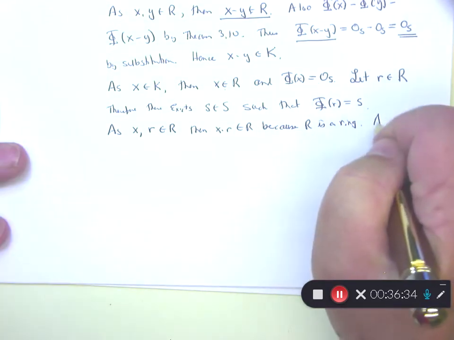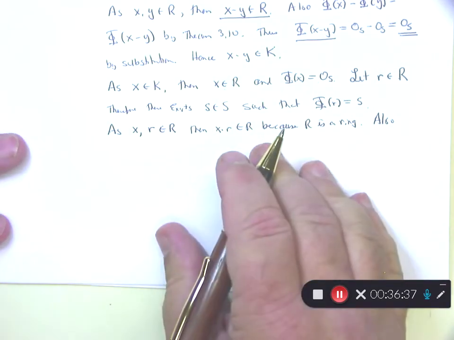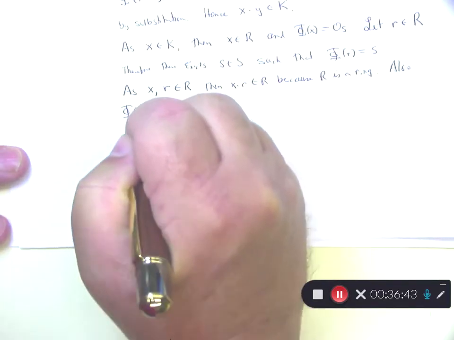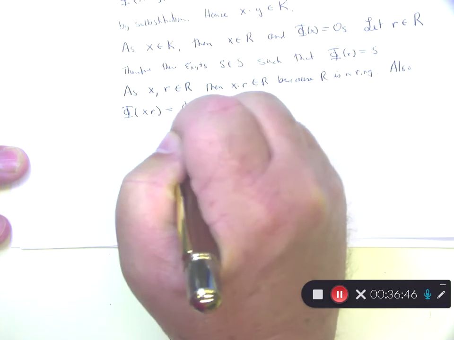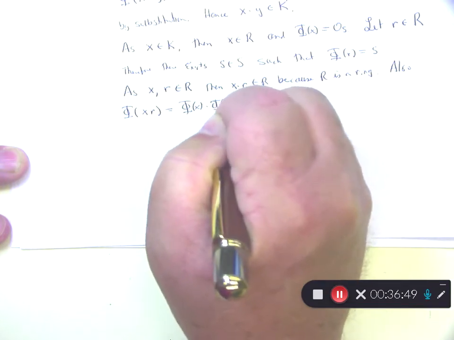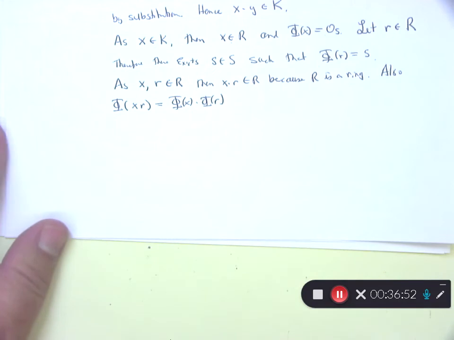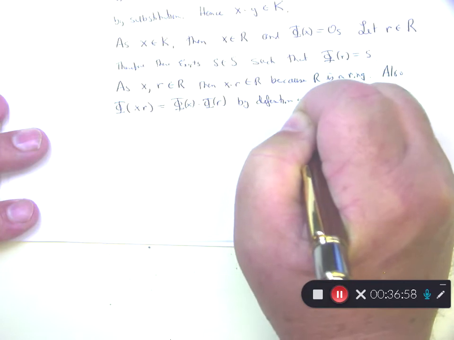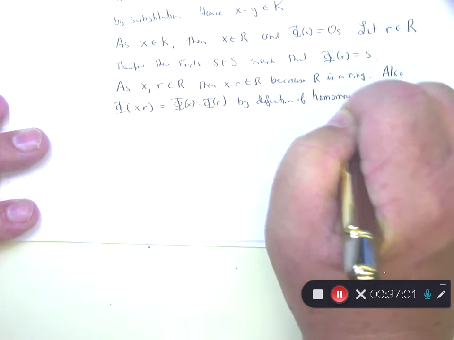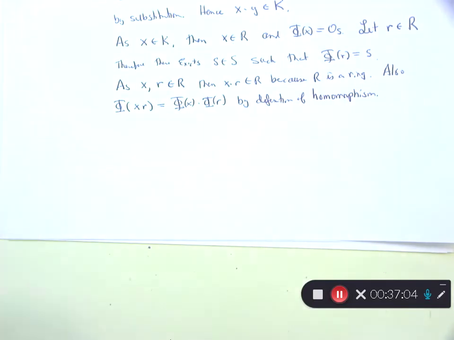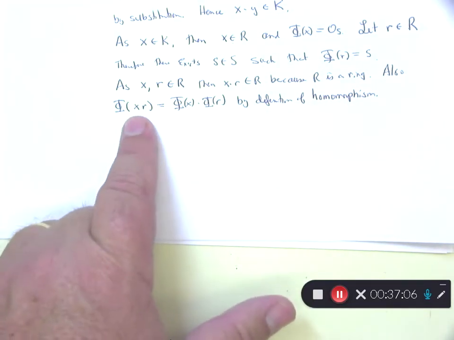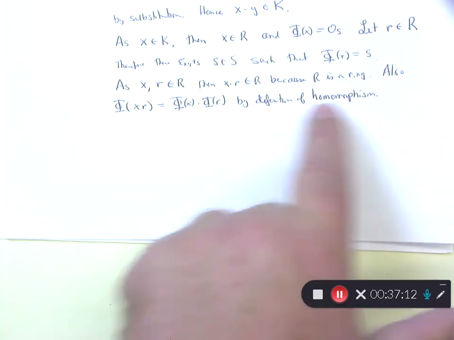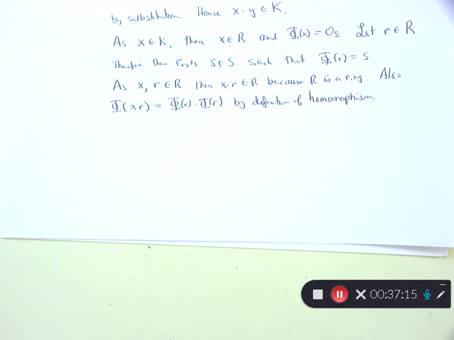Also, now let's talk about the property, the phi of it. Let's see where that goes. Also, phi of x times r would be equal to phi of x times phi of r. Now, why is that? That's not any fancy theorem. That is straight up by definition of homomorphisms. Addition and multiplication: phi of x plus r is equal to phi of x plus phi of r, and phi of x times r is equal to phi of x times phi of r. That's the definition of being a homomorphism. Okay?